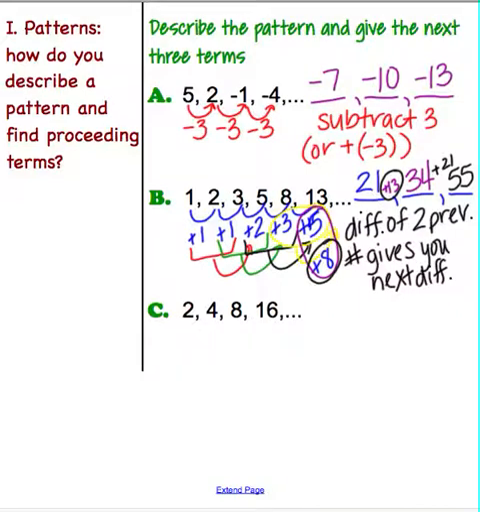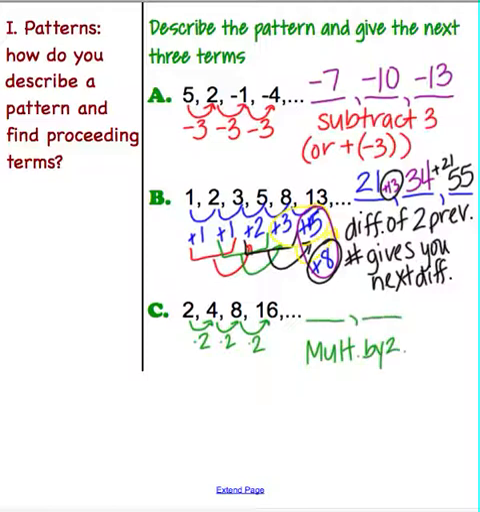So instead, I'm going to try something a little different. I'm going to say, well, that's not a consistent common difference, so now let's look to see if there's a common ratio. 2 times 2 is 4. 4 times 2 is 8. 8 times 2 is 16. So my common pattern is we're going to multiply by 2 each time.